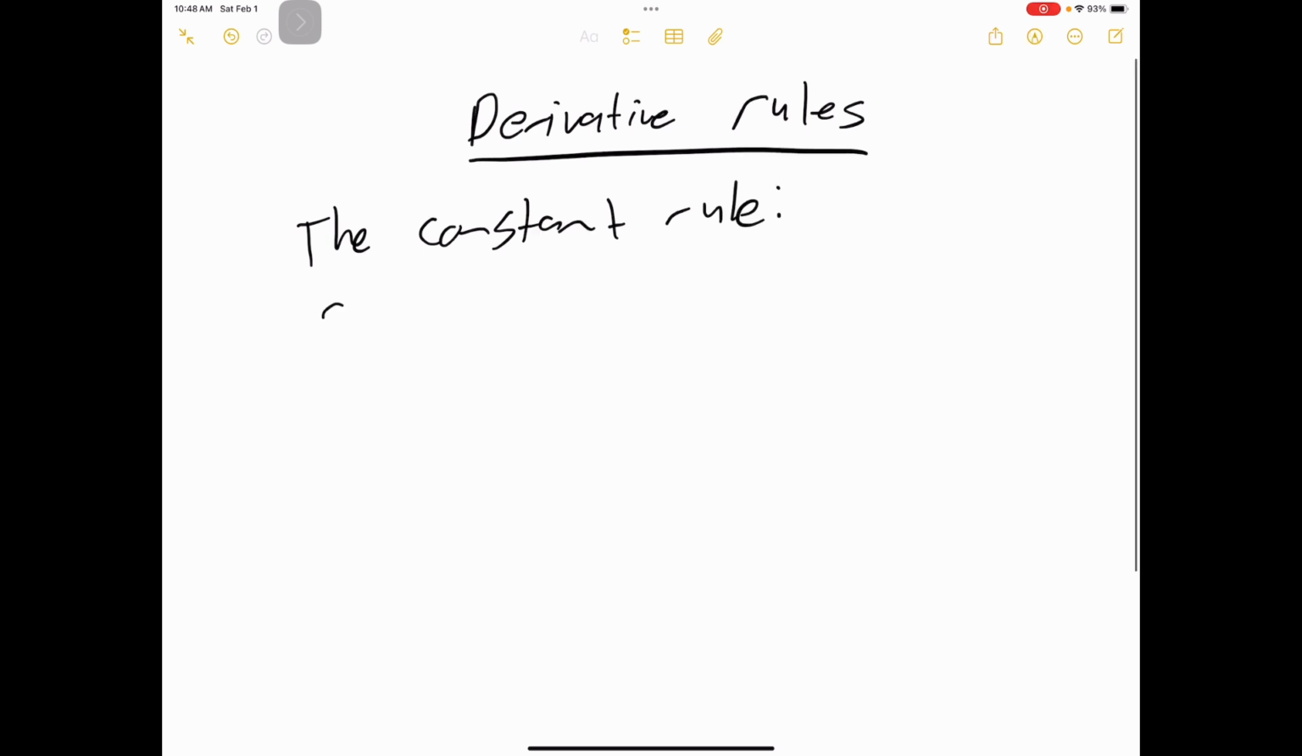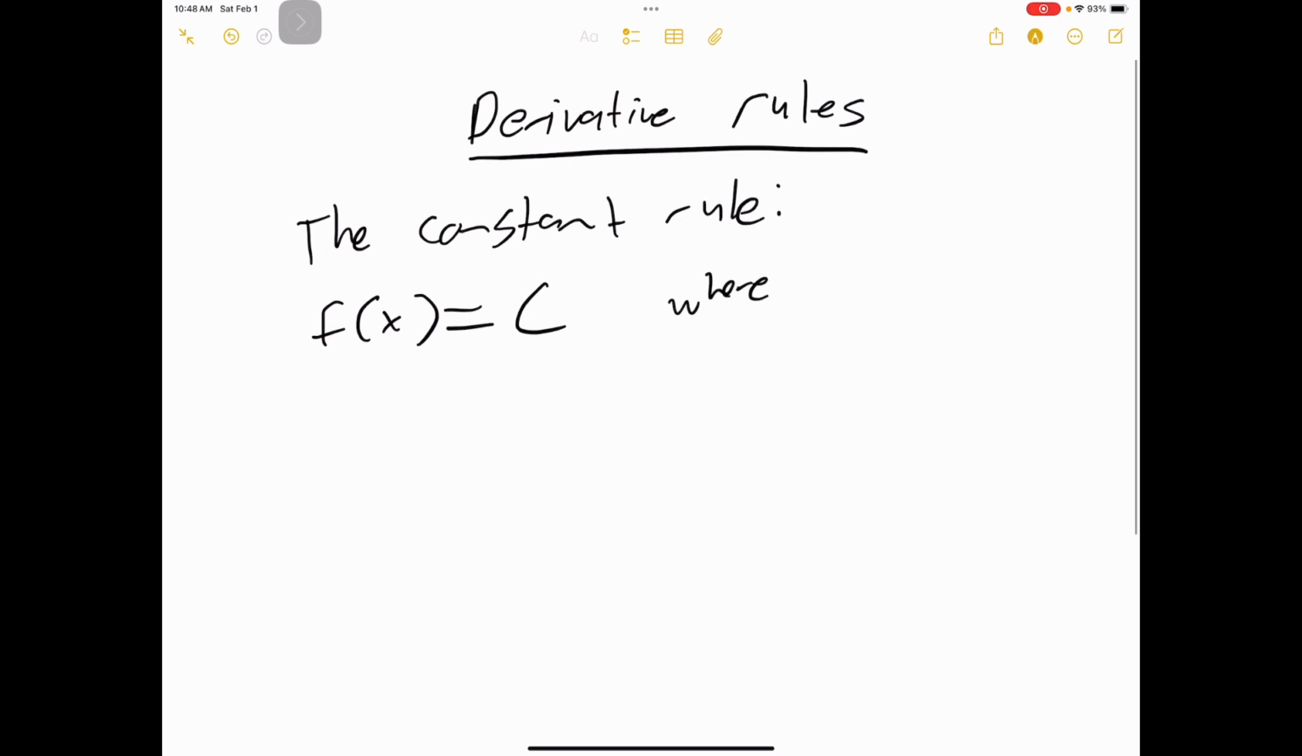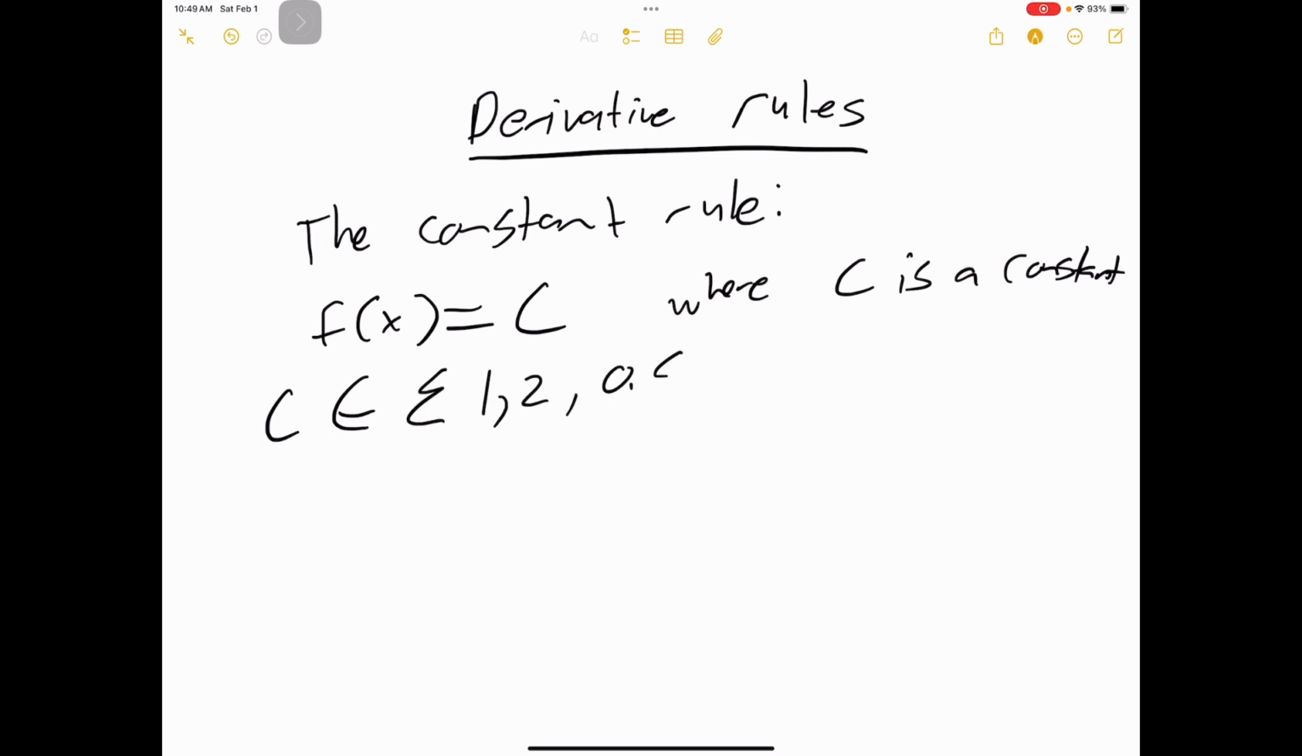It just tells us that if f of x is equal to c, where c is a constant, c is in the set of numbers like 1, 2, 0.5. It's anything that is constant, something like pi. Pi is a number. C, for example, doesn't have any variables attached. It's just one constant value.